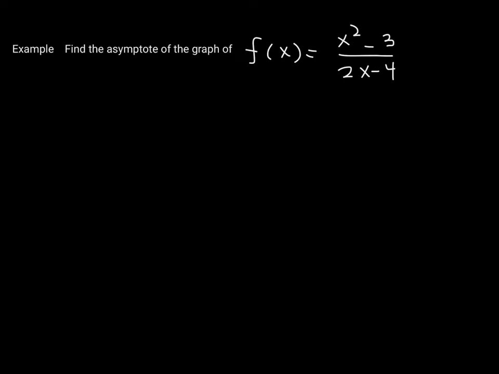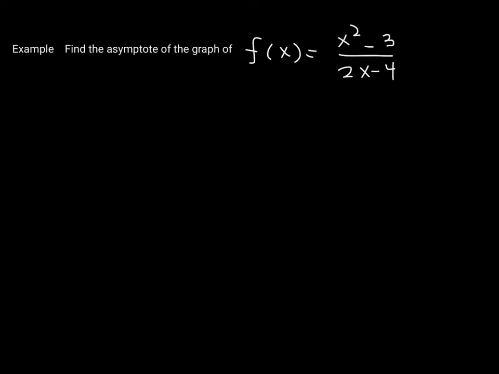In this example, the degree of the numerator is not less than or equal to the degree of the denominator. In fact, the degree of the numerator is actually greater than the degree of the denominator. We're going to see that this will not produce a horizontal asymptote. Instead, it's going to produce an oblique or slant asymptote for the graph.